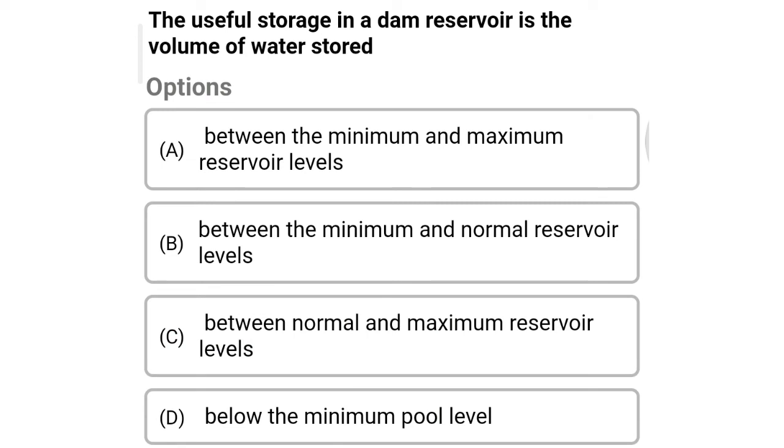So next question, the useful storage in the dam reservoir is the volume of water stored. Option A between the minimum and maximum reservoir levels, option B between the minimum and normal reservoir levels, option C between normal and maximum reservoir levels, option D below the minimum pool level. So the correct answer is option B between the minimum and normal reservoir levels.